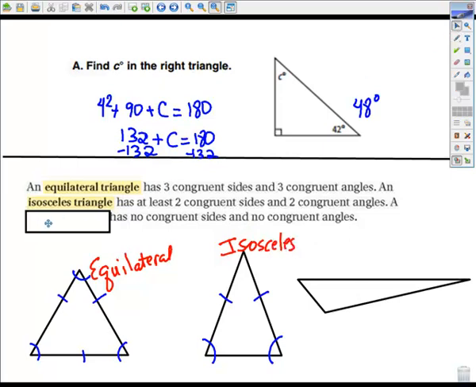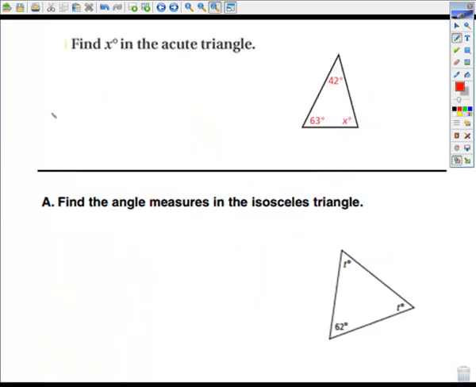And then a blank has no congruent sides, no congruent angles, and that would be a scalene triangle. So this one is scalene, and you don't mark it up at all because it has no sides or angles in common. Nothing congruent. Okay, so here are a couple more.